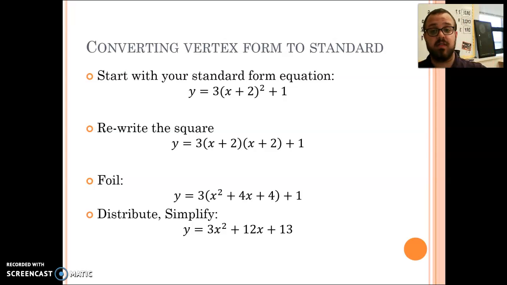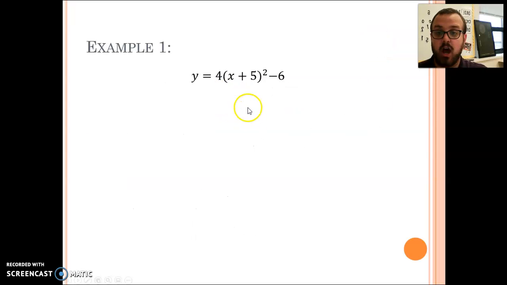You start with your vertex form equation. It's a little typo here. It should say vertex form. But we have 3 parentheses x plus 2 squared plus 1. We then go ahead and we FOIL out the x plus 2. So I wrote it out as x plus 2 times x plus 2. FOIL that, distribute, simplify anything you have to do, and you'll end up with a standard form quadratic, okay? So that's kind of the easiest thing to do, going from vertex form to standard form. Basically, it's FOILing it out, and then you're good to go, okay?